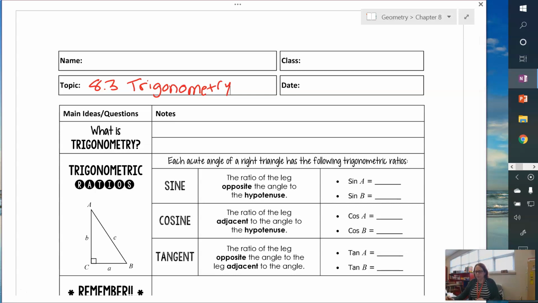And the way you can remember this is trig, so tri is 3, and then gon for sides, so 3-sided or triangle, and then metry is to measure. So trigonometry is the study of measuring triangles. And specifically, we can relate the side lengths to the angles in the triangle.